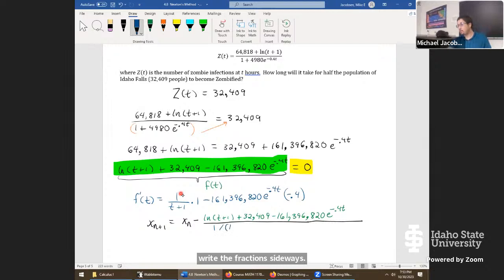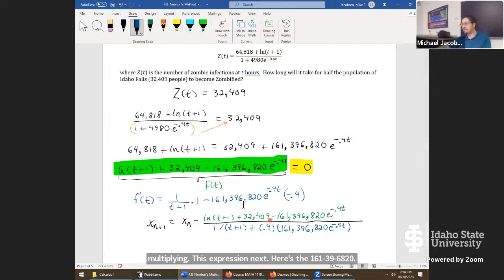1 over t plus 1 for this part. I'll put in the constant. Well, we could simplify a bit if we wanted to. These two are going to combine to a positive value. So I'll write plus 0.4 multiplying this expression next. Here's the 161,396,820 e to the power of negative 0.4t. So that's finally the expression we're going to use.